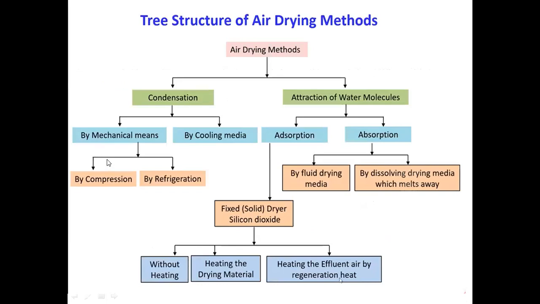Tree structure of air drying method. Air drying method: condensation, attraction of water molecules by mechanical means by cooling media; absorption by compression, by refrigeration, by fluid drying media, by dissolving drying media, which melts away; fixed dryer, silicon dioxide, without heating the drying material; heating the effluent air by regeneration heat.